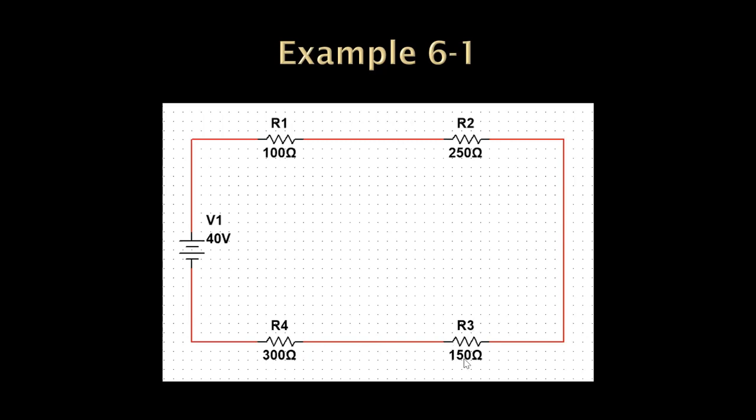Right, so R3 is 150 ohms, and that's half of the resistance at R4. So the voltage drop at R3 will be half what it is at R4, and the power at R3 will be half what it is at R4. Okay, so let's go solve these. So 100, 250, 150, 300, 40 volts. Let's see if I can remember any of that.